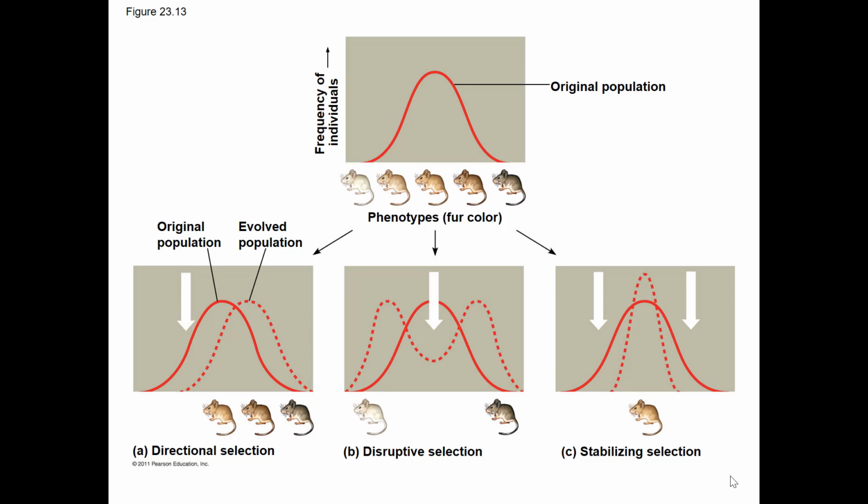The other one is called frequency dependent selection. So again, one way to maintain it is heterozygous advantage. If heterozygous individuals have some advantage, you're going to maintain both forms.